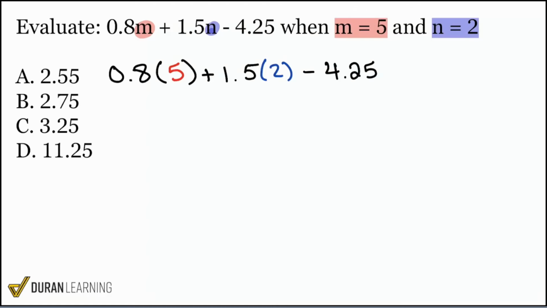All right, everyone. So here we go. It looks like we're going to have to multiply here, multiply there, add, and then subtract, and then we're done. But those decimals can be a little intimidating. But remember, with practice, you're going to go a long way.